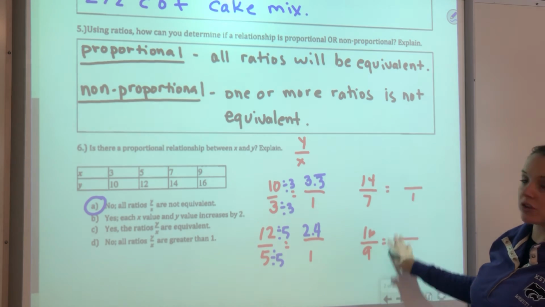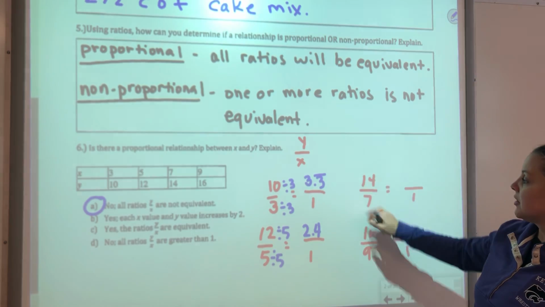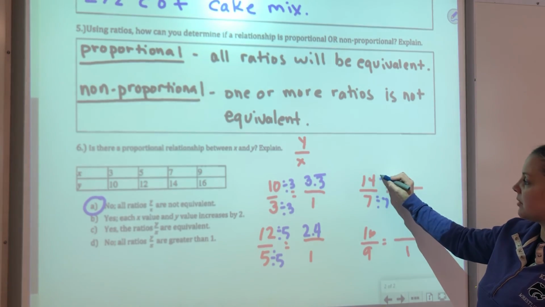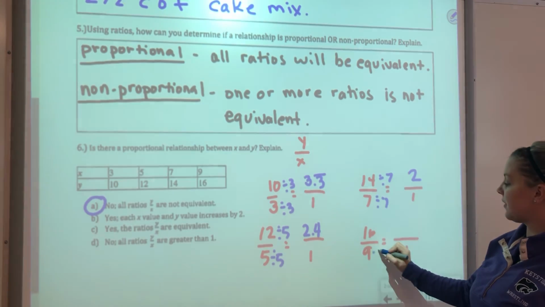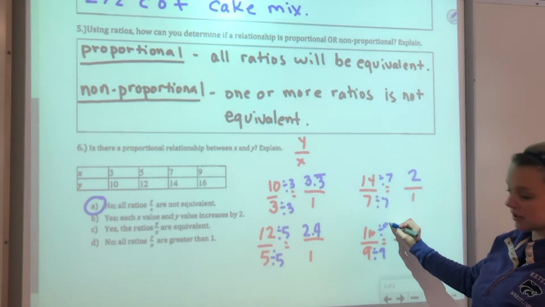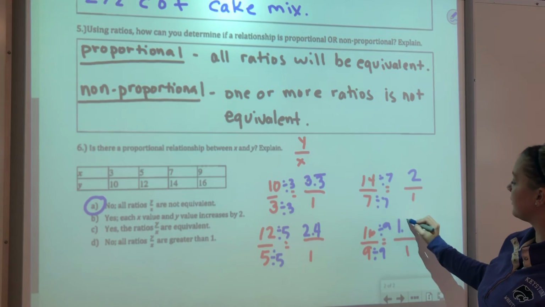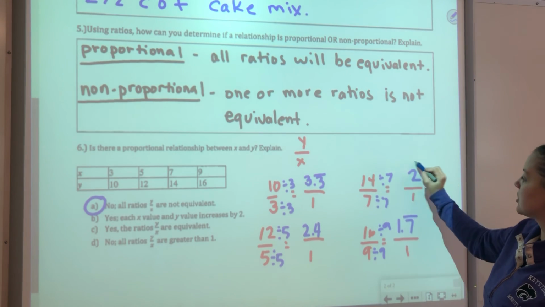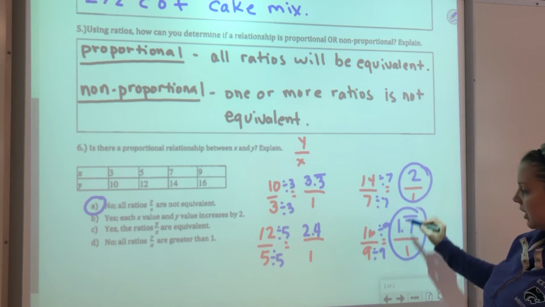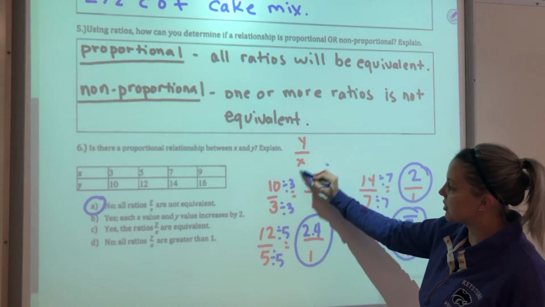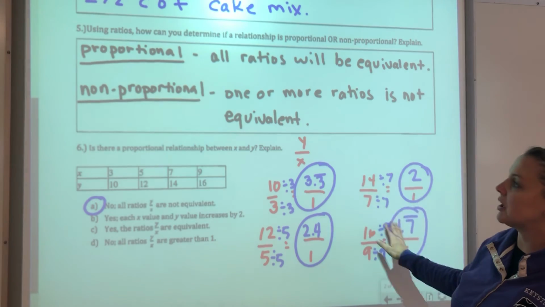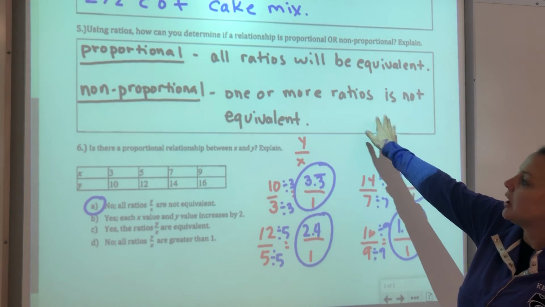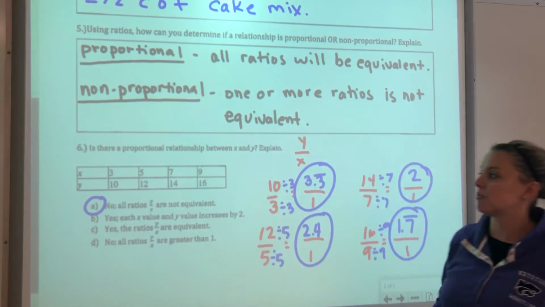You can go further and test the rest of them. Divide by 7, and you get 2 over 1. Divide by 9, and you get 1.7 repeating. So each one of my ratios, or each one of my unit rates, reduces down to a different value. That different value tells me that I have a non-proportional relationship. So there is no proportional relationship between X and Y.